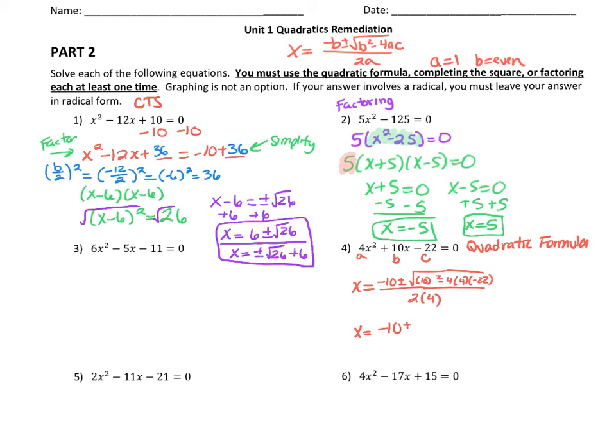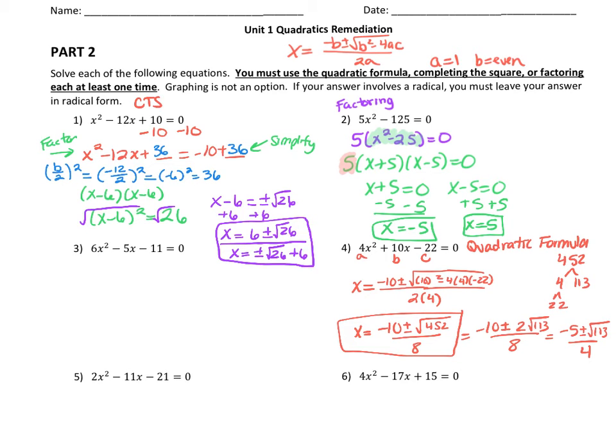So I'm going to have negative 10 plus or minus the square root of 452 all over 8. So we could leave our answer like this, but 452 will technically break down into 4 and 113, and the square root of 4 is 2. So I can simplify this by writing it as 2 square root 113 over 8, which will then simplify to negative 5 plus or minus the square root of 113 all over 4. So you can leave your answer like this, but technically the most simplified answer will look like this.